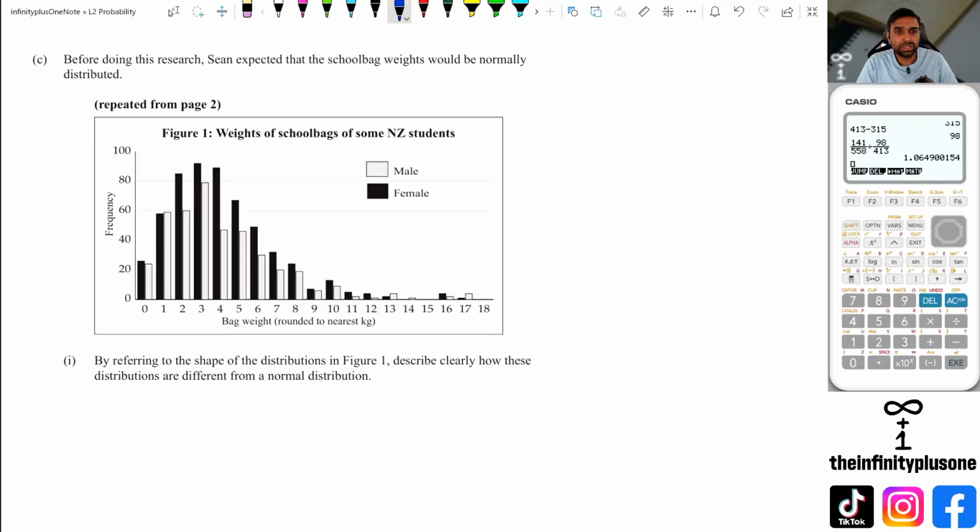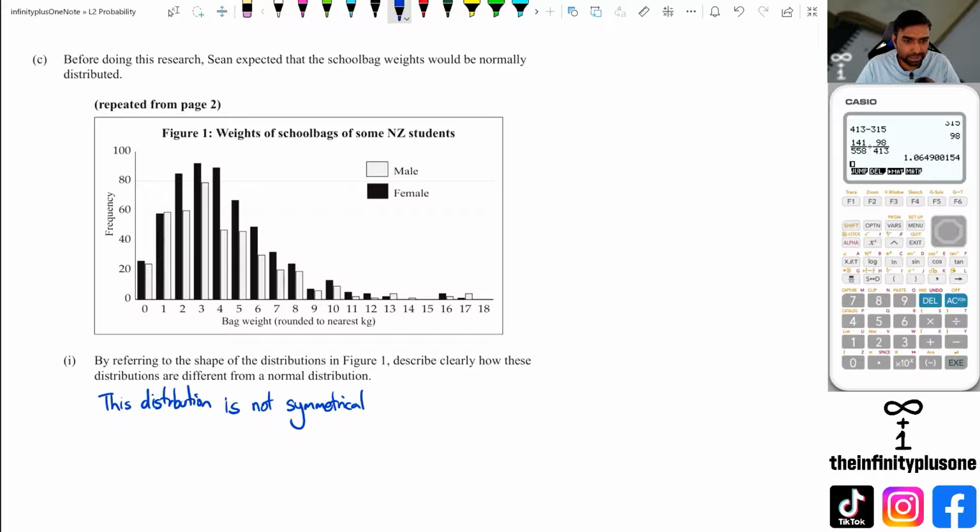So the next question, what we've got is referring to the shape of the distributions in figure 1, and so on. Describe clearly how this distribution is different from a normal distribution. Okay, so this is fairly simple. Normal distribution has to be symmetrical. This distribution is not symmetrical. So I would say this distribution is not symmetrical. And the other thing also is this is actually not bell-shaped.